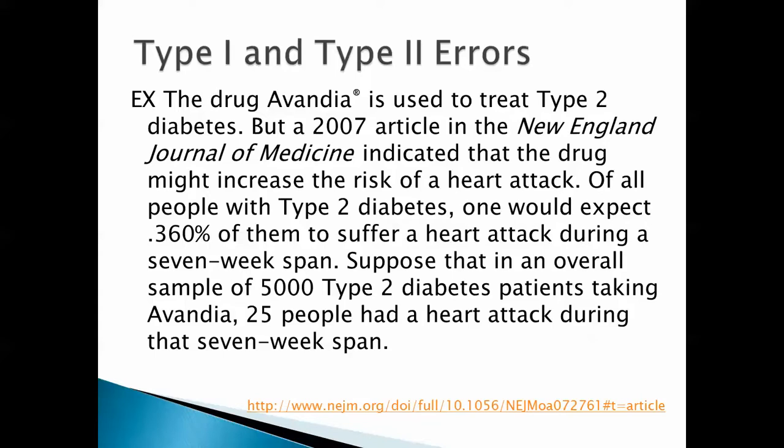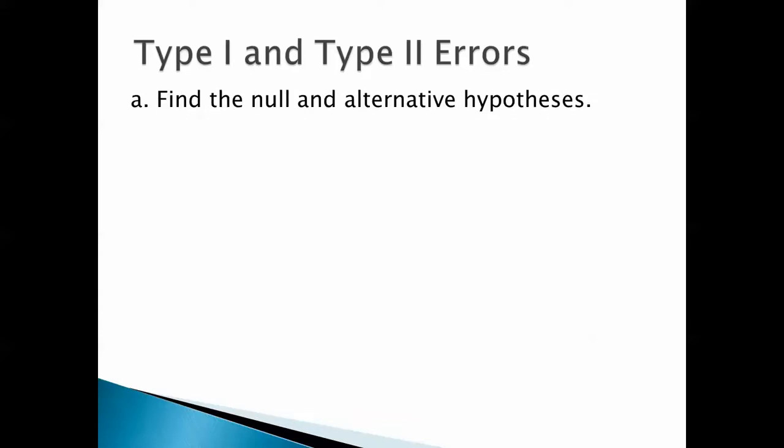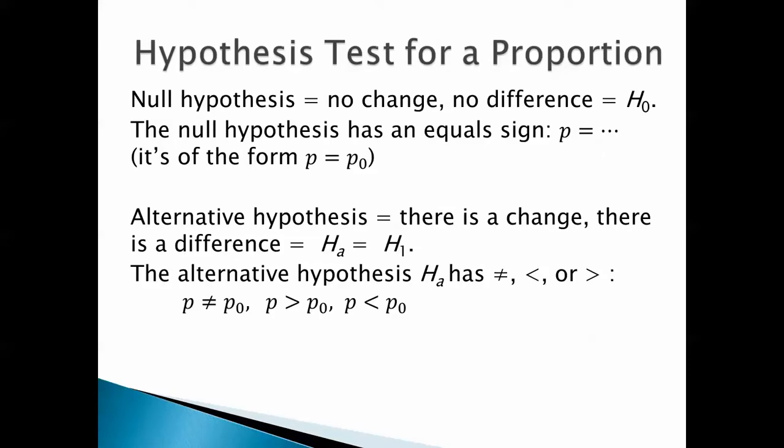7-week span. Suppose that in an overall sample of 5,000 type 2 diabetes patients taking Avandia, 25 people had a heart attack during that 7-week span. Find the null and alternative hypotheses. The null hypothesis, as always, means no change, no difference. Take Avandia, don't take Avandia, not going to make any difference with regards to heart attacks.